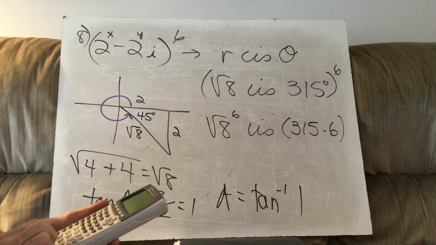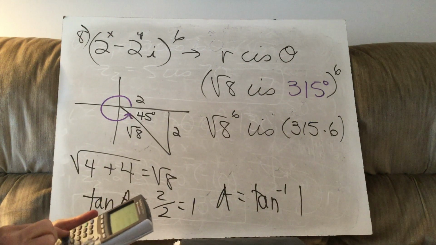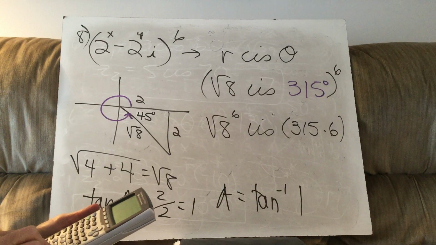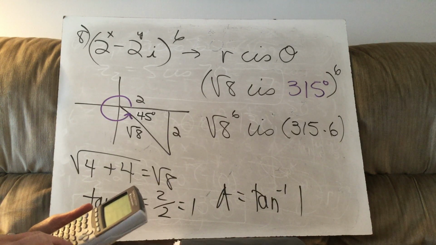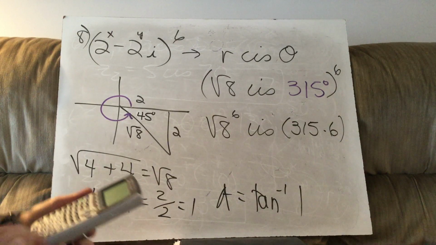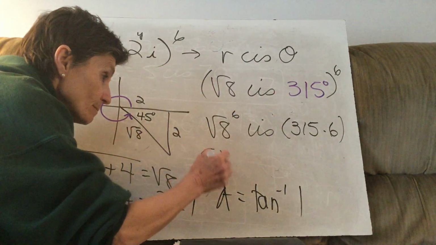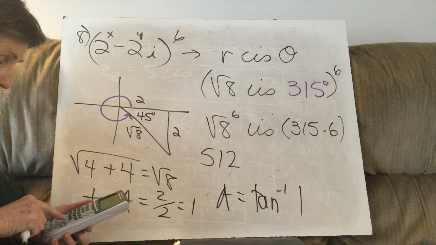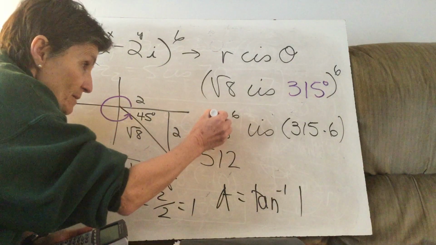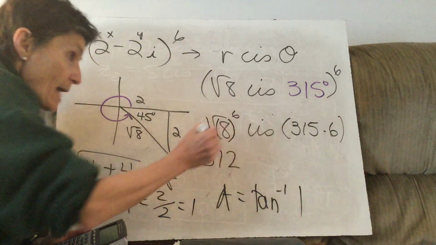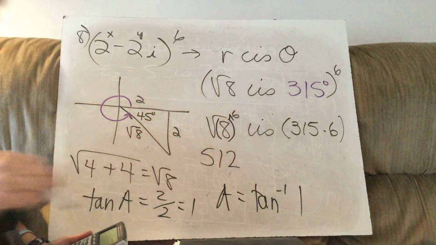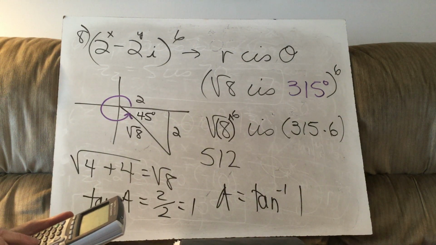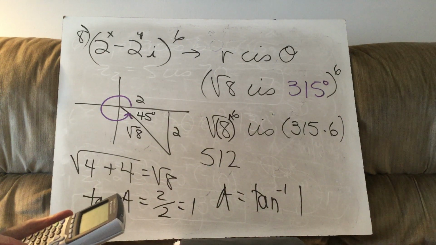Okay? So now I'm going to take the square root of 8, and I'm going to raise it to the 6th power. And you should get 512. Now remember, when you press the square root of 8, a parenthesis comes in. Close that parenthesis and then raise it to the 6th power. So the square root of 8 to the 6th power gives me 512.